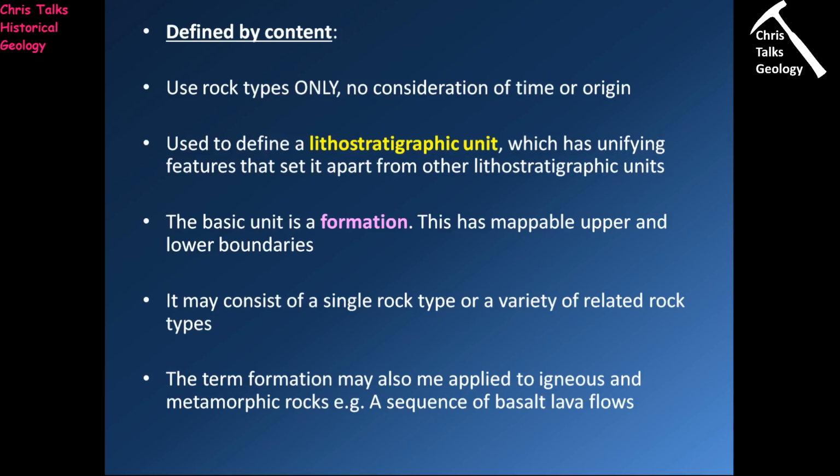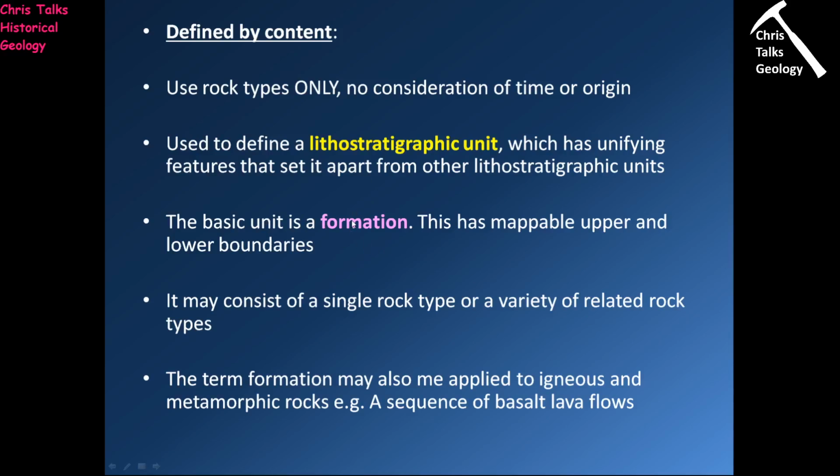So what we'll do is we'll look at a layer of rock or a sequence of rocks, and we'll say, right, there's something about this sequence that sets it apart from the rocks below it and the rocks above it. And so I will use that, and I will put that sequence of rocks together. And the most basic unit of lithostratigraphic units is the formation.